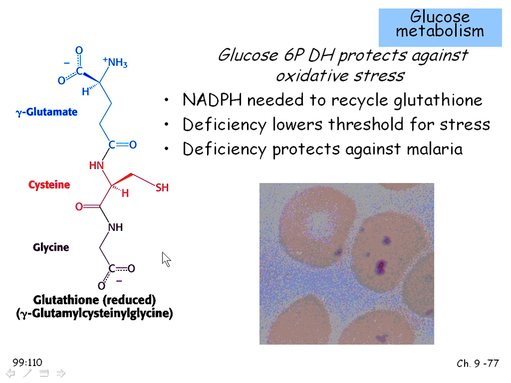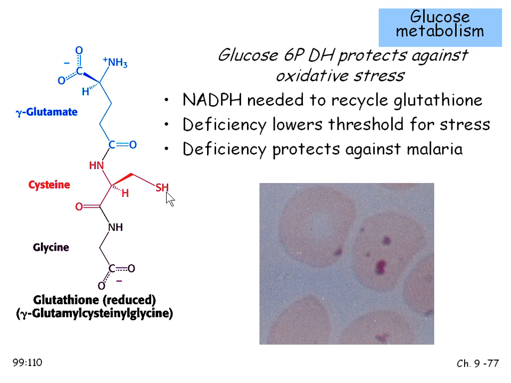Here's a picture of the reduced form of glutathione. It's a tripeptide, glutamate, cysteine, glycine. And in this tripeptide, the cysteine sulfhydryl is ideally situated to be reversibly oxidized and reduced. So in this case, it's in the reduced form. And the oxidized glutathione is two of them side by side as an SS bridge. And it's a molecule that the cell uses to deal with oxidative stress.